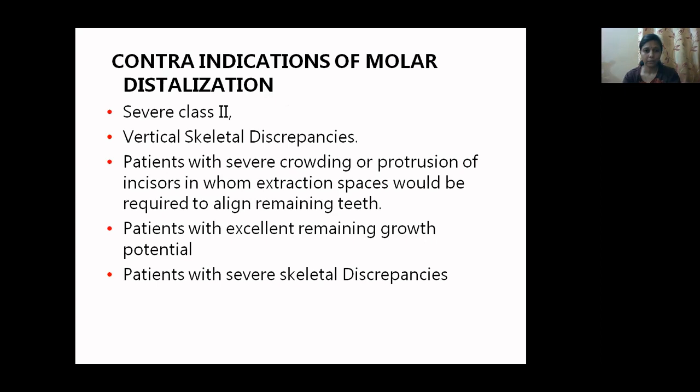Contraindications will be severe class 2, vertical skeletal discrepancies, and patients with severe crowding or protrusion of incisors in whom extraction spaces would be required to align the remaining teeth. Means there is much more arch length tooth size discrepancy. And patients with excellent remaining growth potential. If growth is remaining, don't opt for the distalization procedure. Patients with severe skeletal discrepancies are also a contraindication.